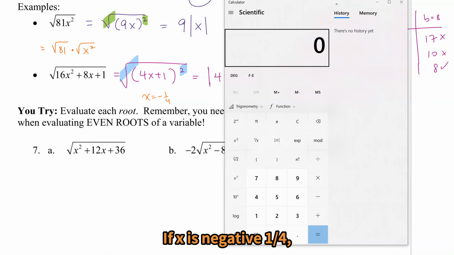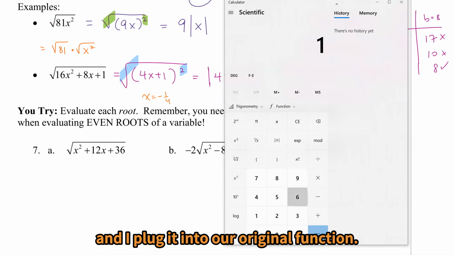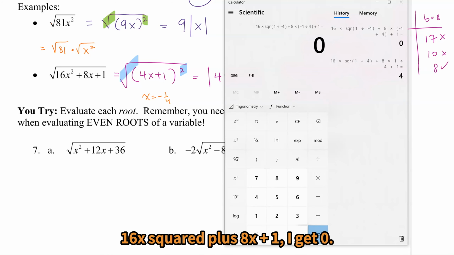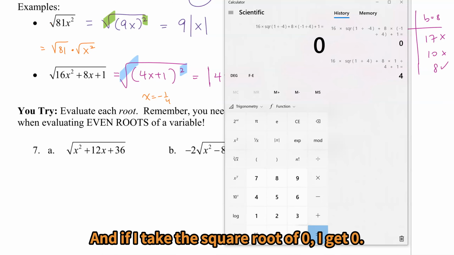If x is negative 1/4 and I plug it into my original expression, 16x squared plus 8x plus 1, I get 0. And if I take the square root of 0, I get 0.